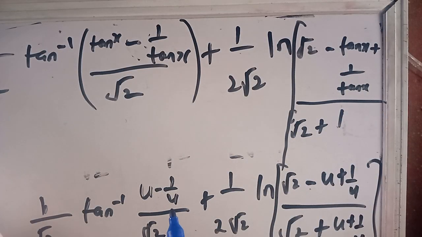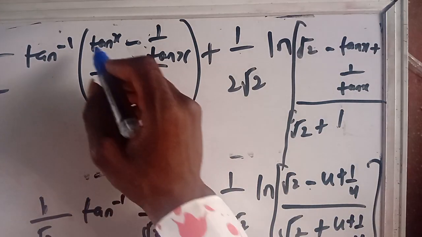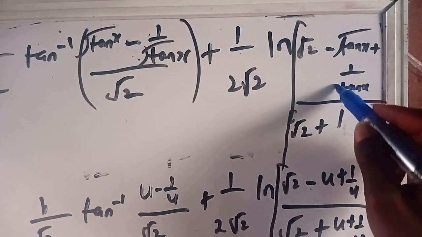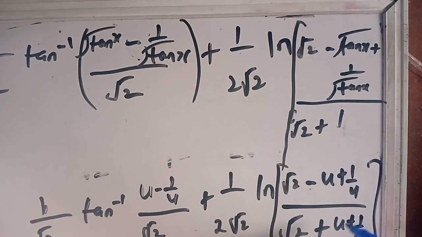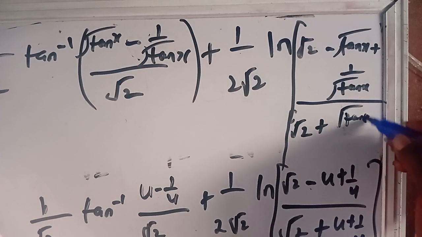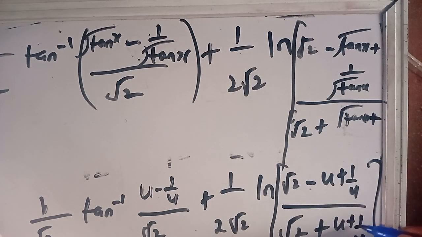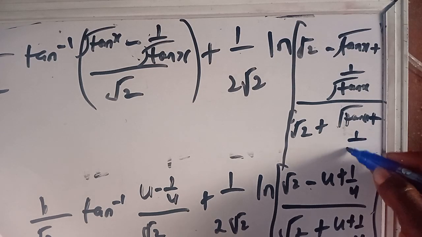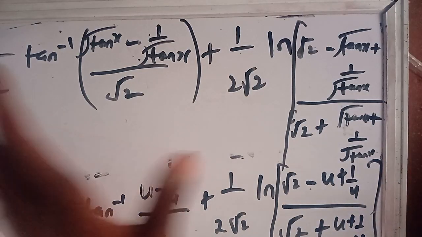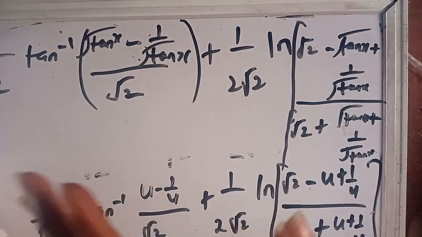Sorry, our u is root tan x, not tan x. So root tan x plus 1 over u, 1 over root tan x. That's the final answer. What I just did is not even to give you the final answer, it is the understanding.